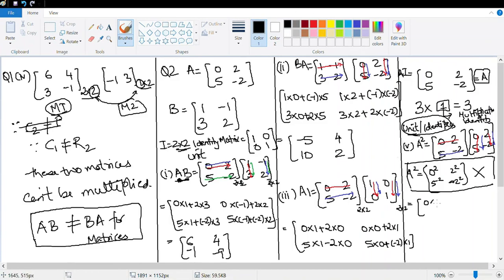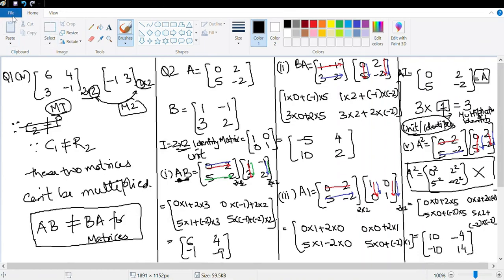So this will be 0 into 0 plus 2 into 5, then 0 into 2 plus 2 into negative 2, 5 into 0 plus negative 2 into 5, and then the last element will be 5 into 2 plus negative 2 into negative 2, and that's my matrix. So 0 into 0 is 0, 2 into 5 is 10, 0 into 2 is 0, and 2 into negative 2 is negative 4. Here this is 0, negative 2 into 5 is negative 10, and that's 10 plus 4, which means 14. So that's A square.